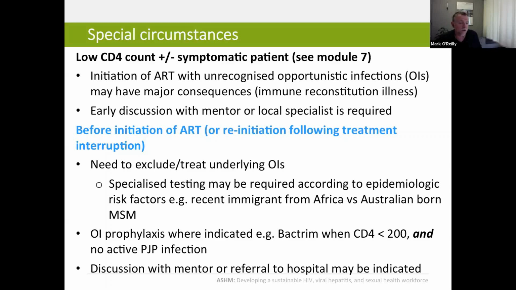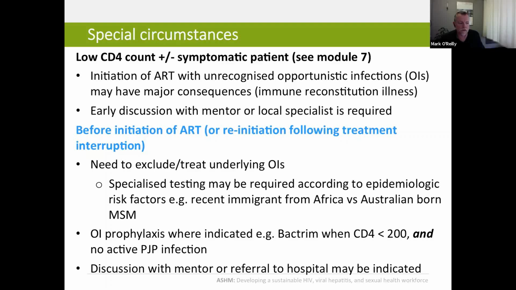And that's not only when you're initiating their therapy for the first time. It might be if they've had a treatment interruption and then they have a low CD4 count and then they're reinitiating therapy. So it's important to exclude or treat any underlying opportunistic infections in the symptomatic individual, and to talk about the concept of immune reconstitution illness.